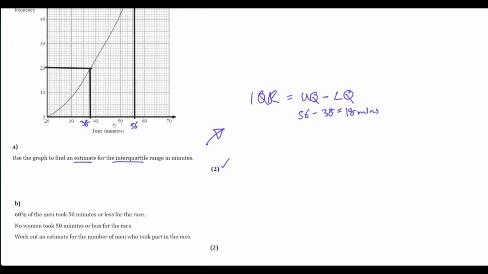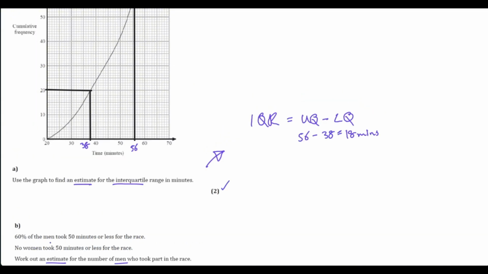Part B, 60% of the men took 50 minutes or less for the race. No women took 50 minutes or less for the race. Work out an estimate for the number of men who took part in the race. So 60% of the men took 50 minutes or less for the race. Okay, so everyone who took 50 minutes or less were men.